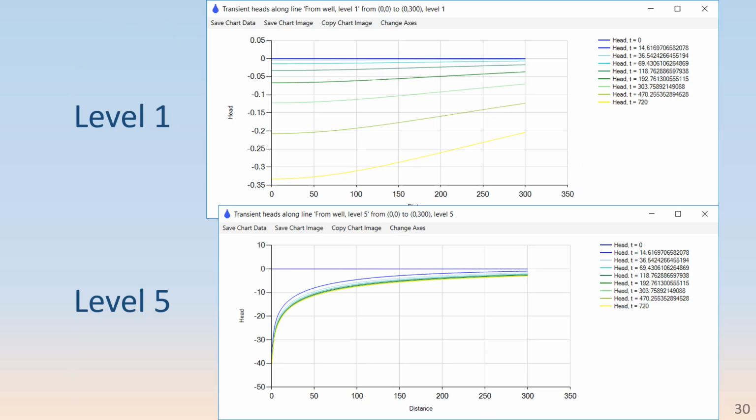Here are graphs of transient head profiles in level 1, which is up at the water table, well above the pumped well screen, and down in level 5, which is that most permeable strata at the top of the well screen. And you can see the drawdowns versus time for this 12-hour simulation. Only a few inches of drawdown, these are in feet here, up at the water table, but about 40 feet of drawdown at the well screen.